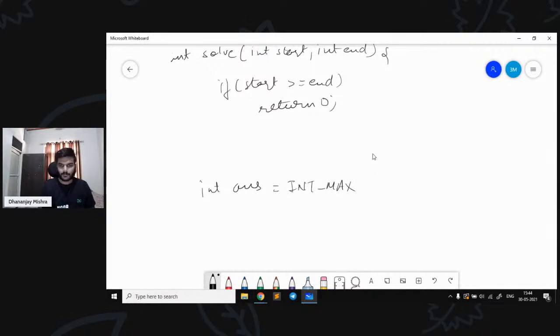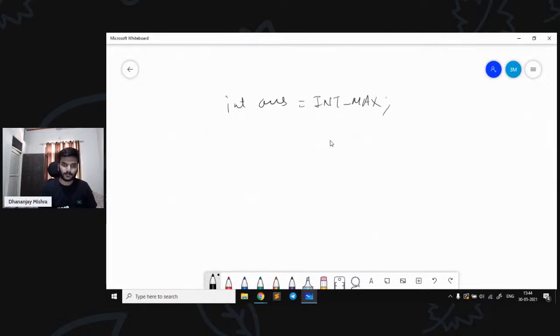After initializing, we have a loop: int k, which denotes our partition, or we can say the partition index. We discussed that we will be iterating till less than n, with k plus plus. That's it.